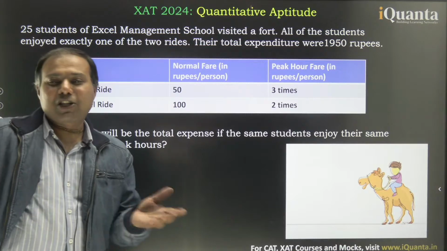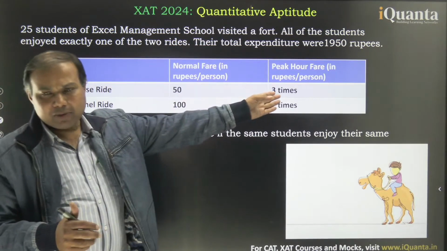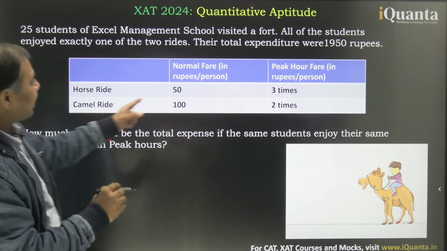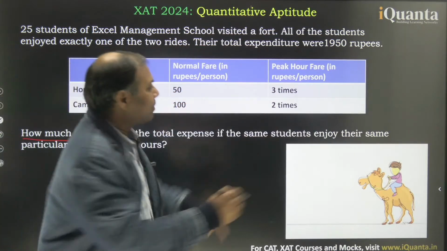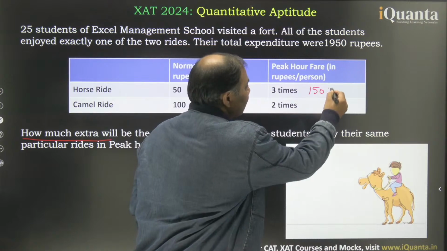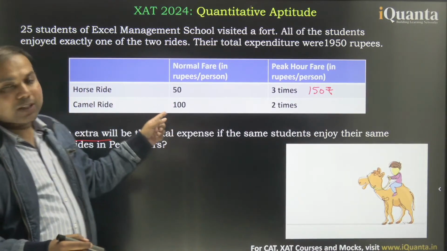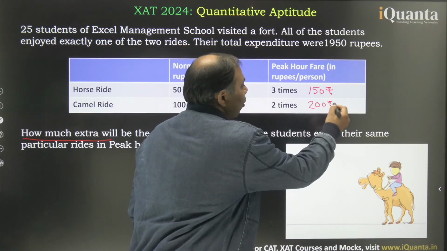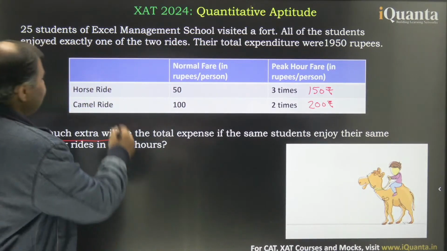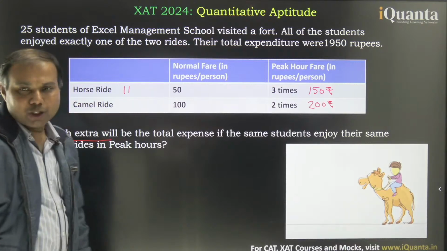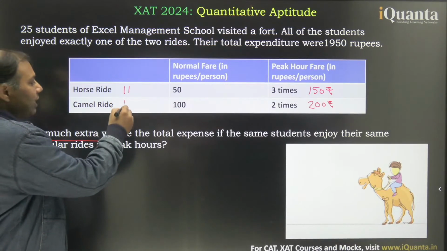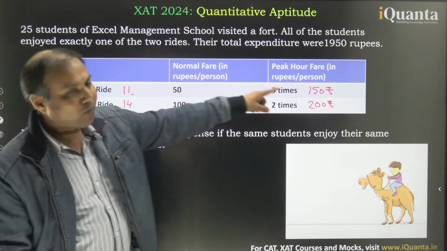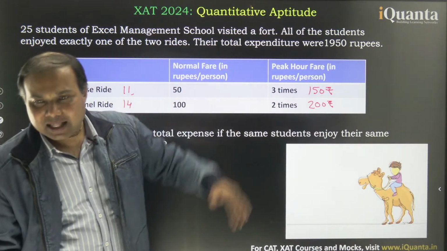See, that is again a traditional way that we know, to find out what the new expenses are. Here 3 times means the horse ride which was costing 50 rupees per person earlier is now 3 times, that is 150 per person, right? And the same way the camel ride which was 100 rupees earlier is now twice, that is 200 per person. And we had already calculated in the previous question that exactly 11 students enjoyed the horse ride and 14 used the camel ride. So you can find the total new expense, 11 times 150 plus 14 times 200, add them and then minus the initial.